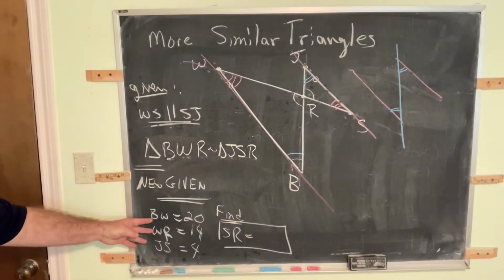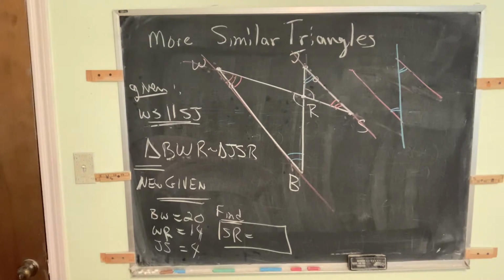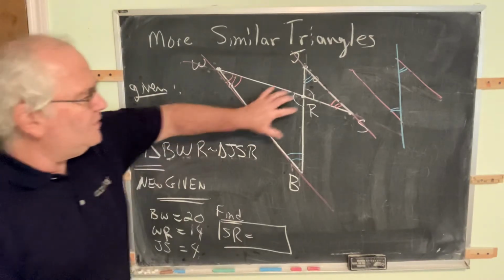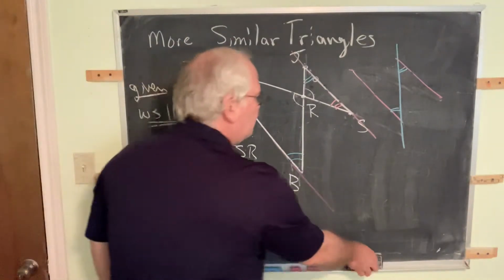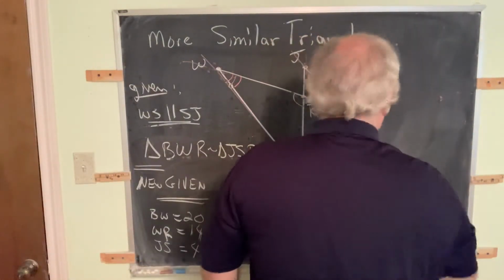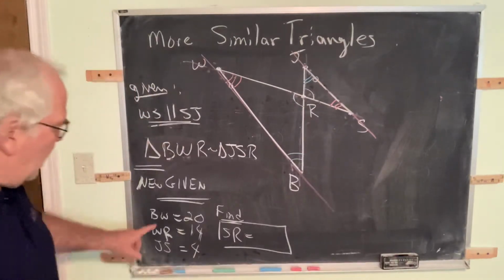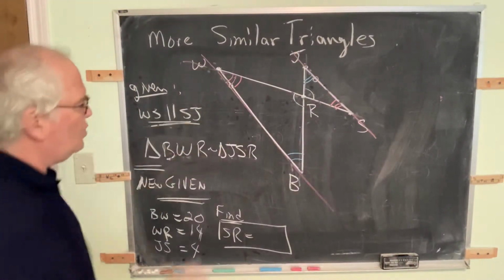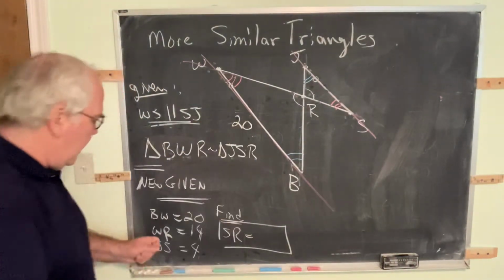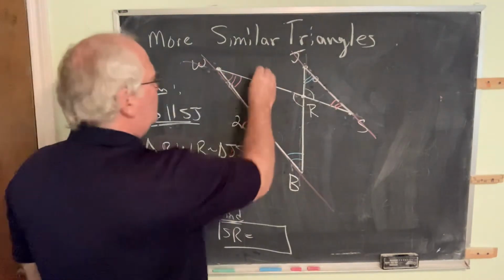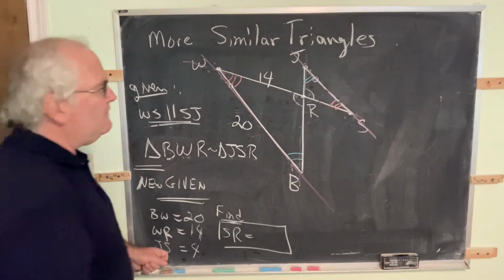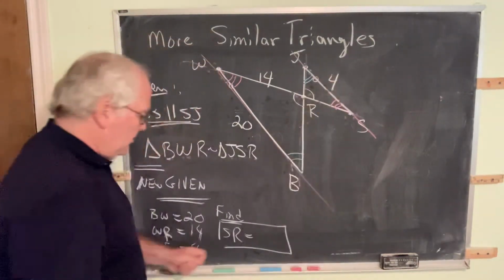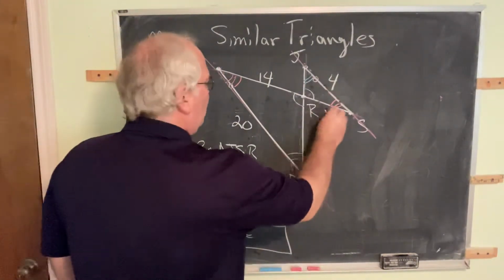Given these three pieces of information, find SR. Well, we know the triangles are similar, therefore we know the sides are in proportion. So let's label the picture now. BW is known to be 20, and WR is known to be 14, and JS is known to be 4, and we're asked to find SR. SR, let's just call that X.